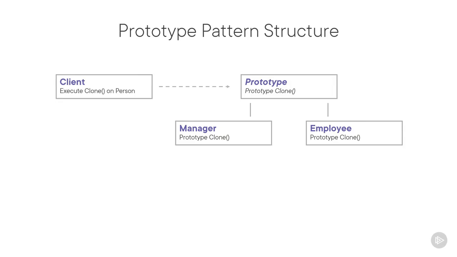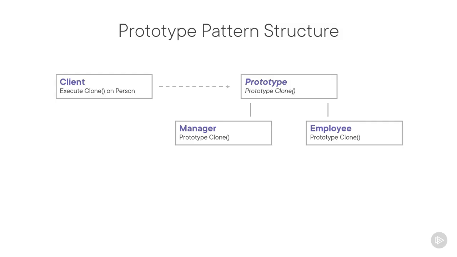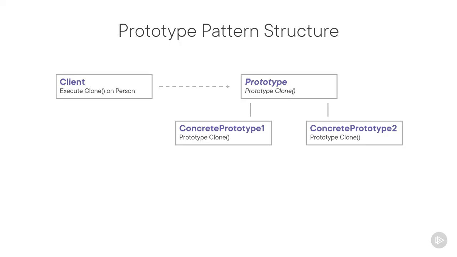And now we've got the concrete prototype. These are implementations of the prototype that implement the actual clone operation, which returns a copy of itself. This thus maps to our manager and employee classes. And lastly, we have the client. This one creates a new object by asking a prototype to clone itself. So the only thing we still need to change to our prototype pattern structure is that the client doesn't execute clone on person, but it does so on prototype. And that's it. Now we can go ahead and implement this pattern using our real-life example.